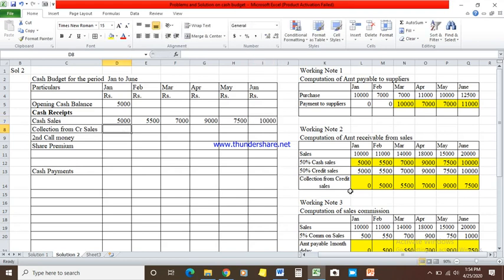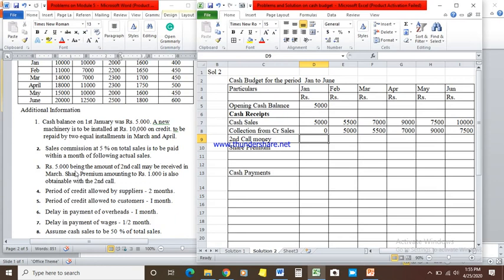Similarly, on account of collection from credit sales, the figures which are highlighted in yellow, that we are going to consider: 0, 5,000, 5,500, 7,000, 9,000, 7,500. Now on account of call money, what is the amount we are supposed to receive? So 5,000 being the amount of second call received in the month of March. Share premium 1,000 is also obtained with the second call. So in the month of March, we are going to have 5,000 and 1,000. 5,000 on account of second call, 1,000 on account of share premium. So these are the receipts.